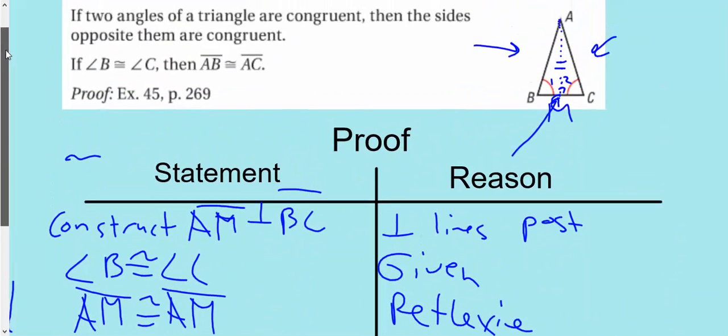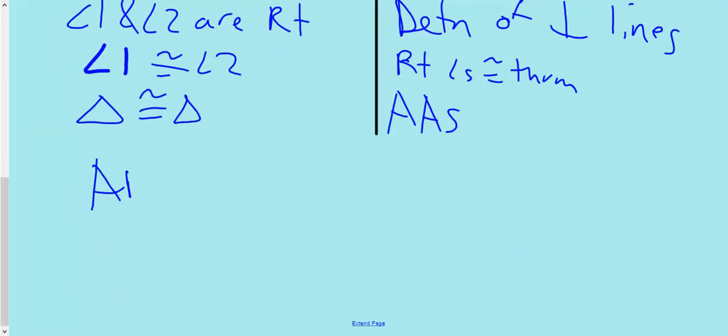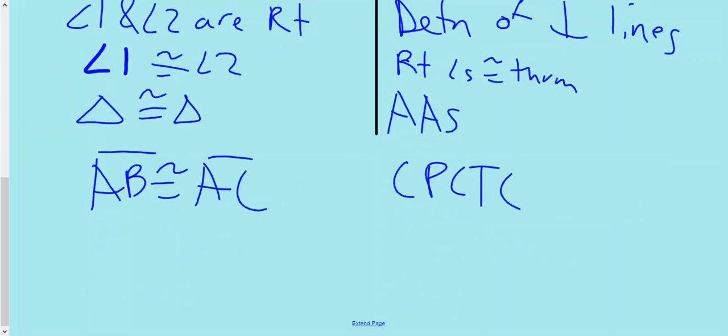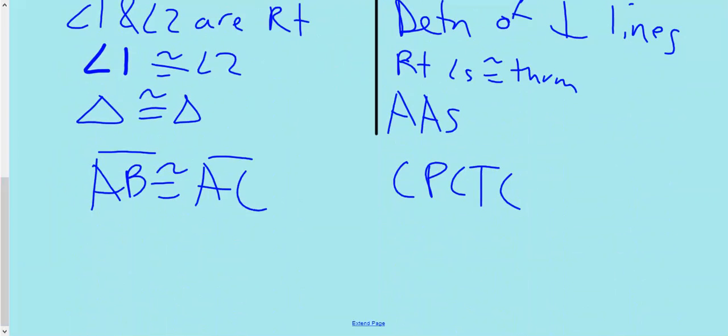Let's see. So we are looking for AB and AC. CPCTC. I showed the triangles are congruent, which makes the parts congruent. And that's it. There we go. We're done.